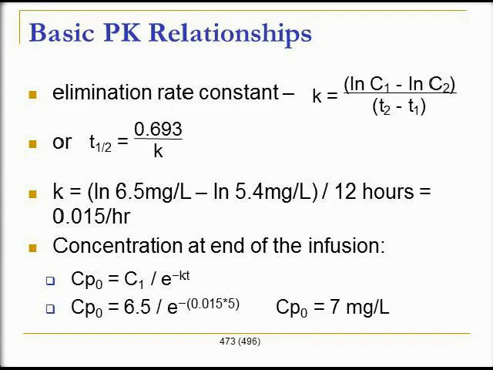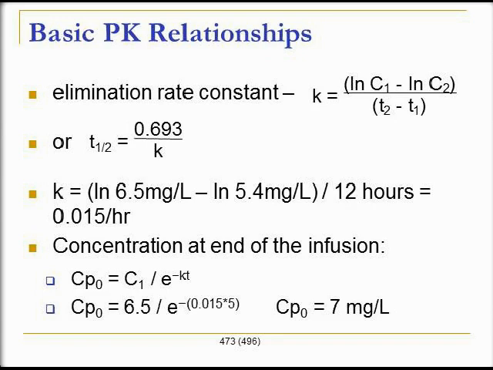Again, we use the same elimination rate constant equation where K is equal to change in concentration over change in time. And so we calculate the K as 0.015. And then this equation at the bottom is also a very common pharmacokinetic equation. You should remember it from school as well. If not, this is why I'm doing it now as a refresher, where CP0 is equal to C1 divided by e to the minus KT.